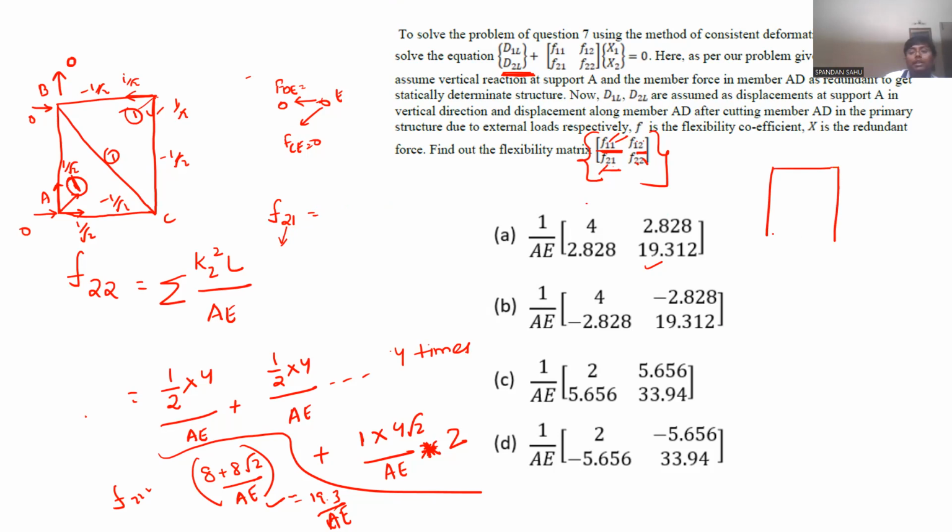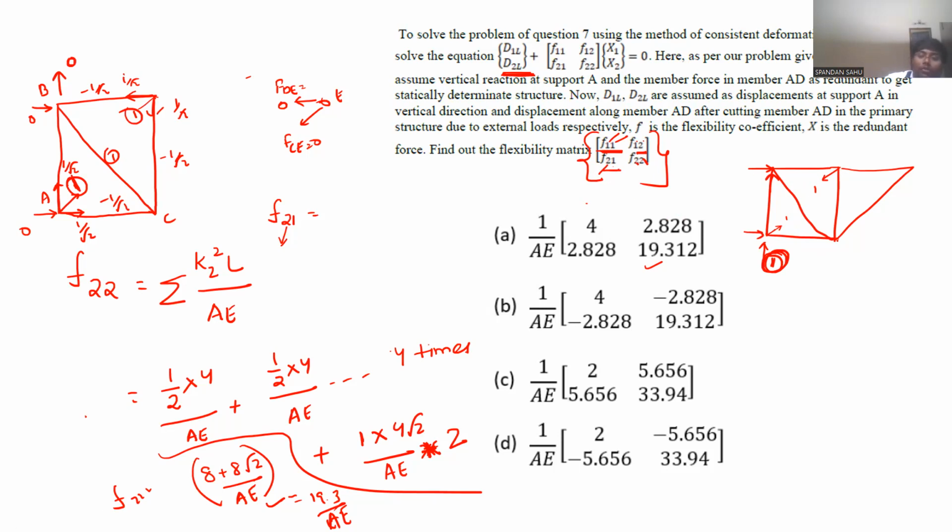That means your structure is like this. You have to calculate displacement at joint 2. Joint 2 means your second redundant. Second redundant was like this. Displacement at joint 2 due to unit load at 1. So unit load you have applied here, but you have to calculate displacement along this. You got it, right? You are applying unit load here, but you have to calculate displacement along redundant 2.